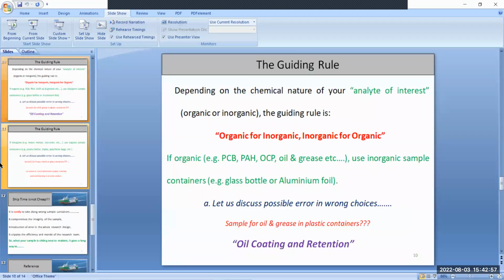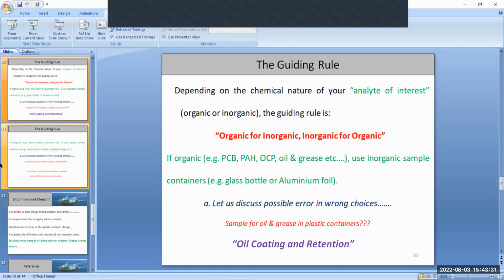So let's talk briefly about the guiding rule, depending on the chemical nature of your analyte of interest. Let me talk a bit about the analyte of interest. If you are given a particular sample, maybe a sediment sample, the sediment sample is the sample handed over to you. But what you want to test in it, maybe heavy metals, maybe organics, polychlorinated biphenyls, organochlorine pesticide, that is your analyte of interest. What you want to test in that sample, that is your analyte of interest.